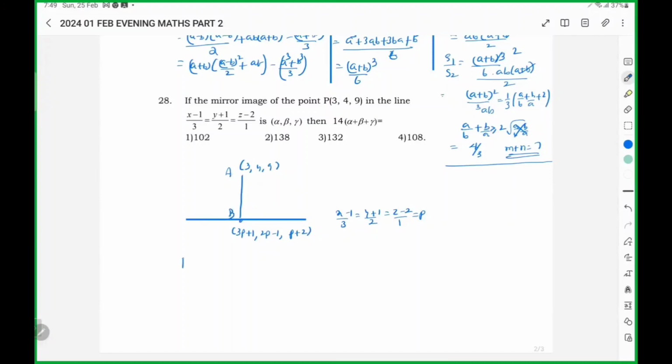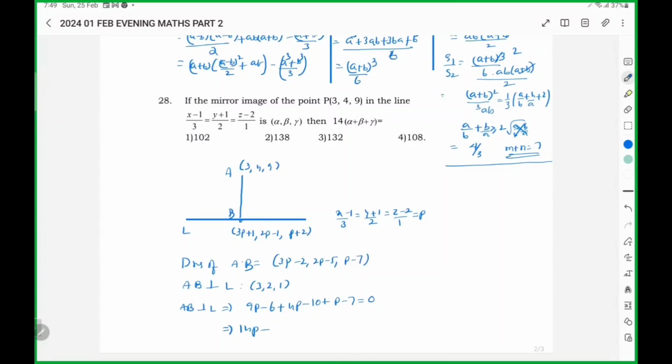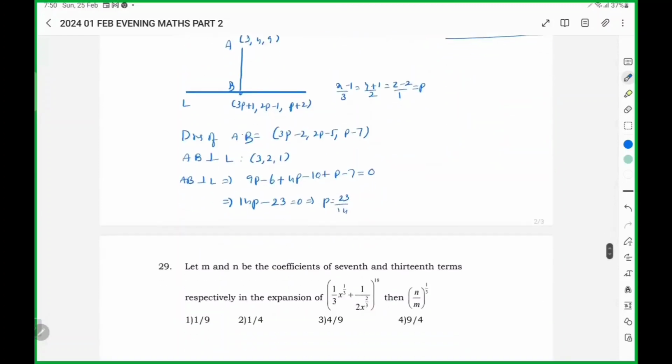So this is AB. DRs of AB will be just the difference. So AB will be perpendicular to the line. Line DRs are 3, 2, 1. AB perpendicular to L means dot product 0. 4P minus 10 plus P minus 7, 13, 14P minus 16, 23. So P here is 23 by 14.